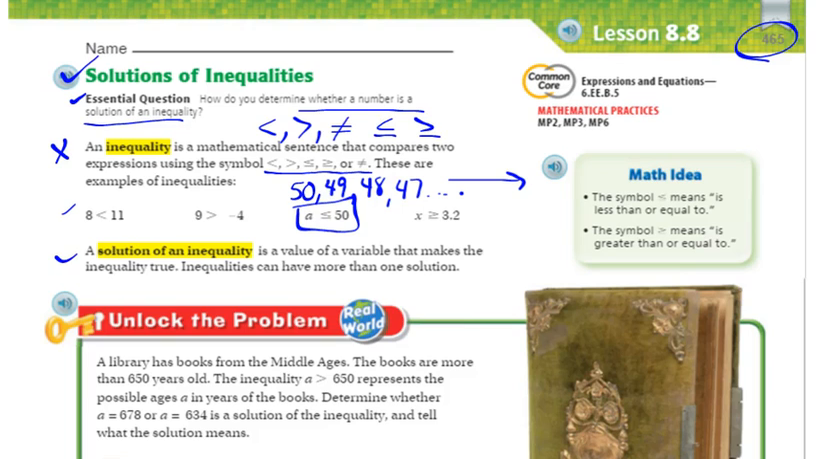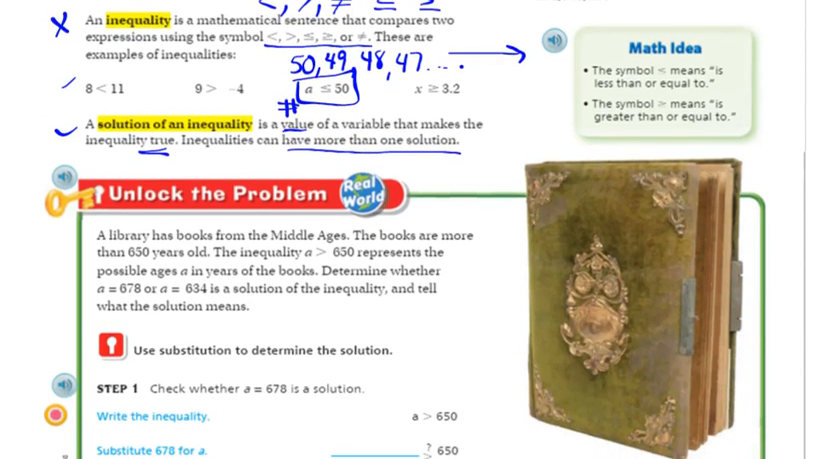So let's go down here. A solution of an inequality is a value, so that's a number, of a variable that makes the inequality true. Inequalities can have more than one solution. Equations can only have one solution. Inequalities can have more than one solution, just like I showed you up here with the 50, the 49, the 48, and the 47. So equations have one solution. Inequalities have multiple or more than one solution.